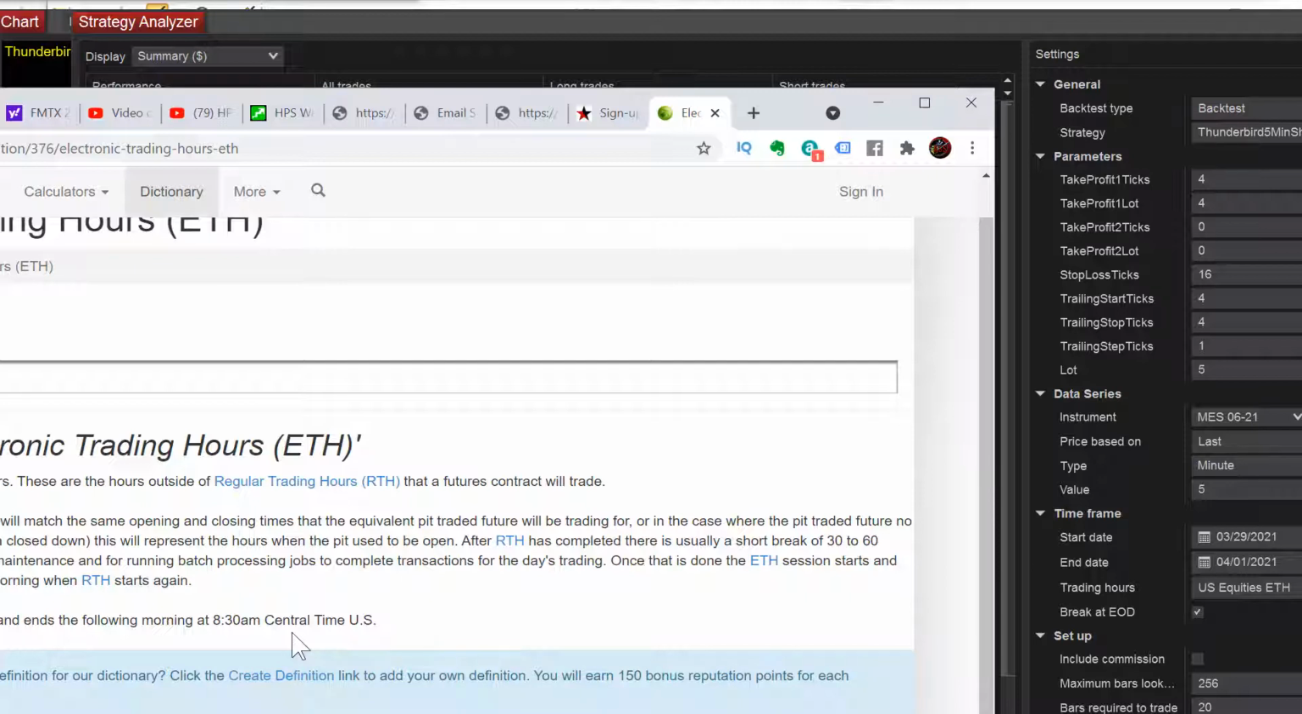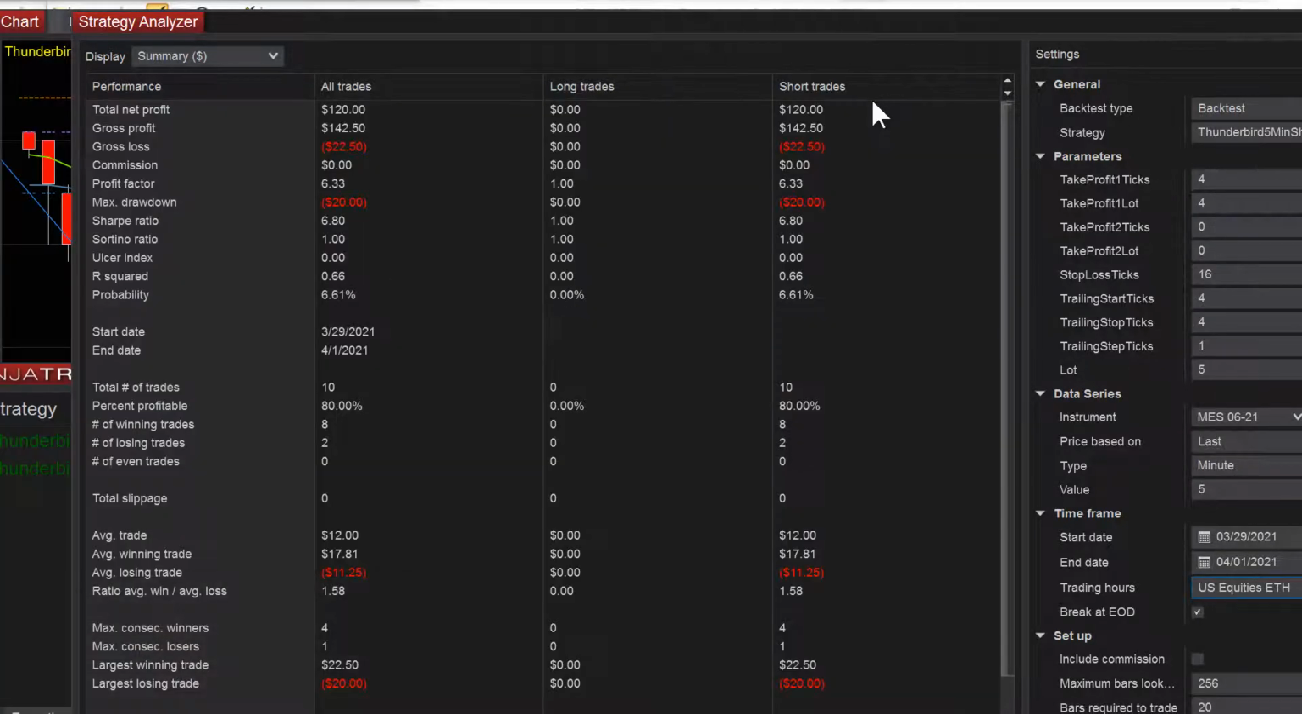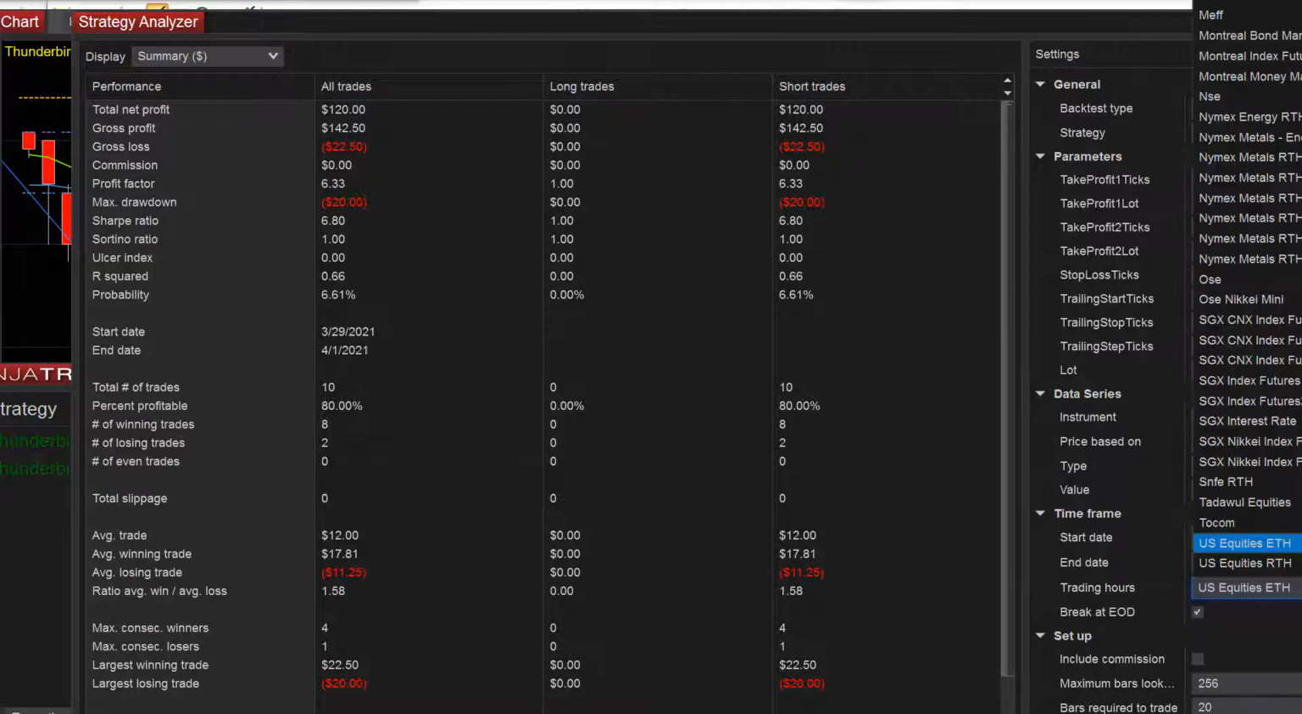So it will be 8:30 to 5:30. That's interesting. So I put this on the ETH, so that overnight, and you can see that actually had really good results. $120, 10 trades, 2 losses, tight stop. I mean, that was pretty good. So I have to go back and look at that. You know exactly what that is, when that time frame is.